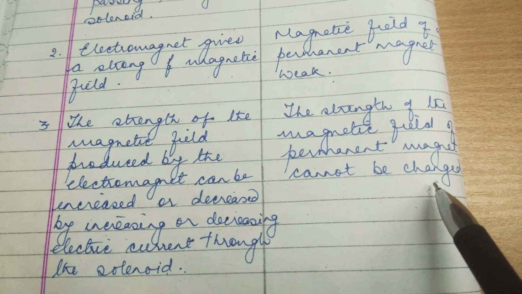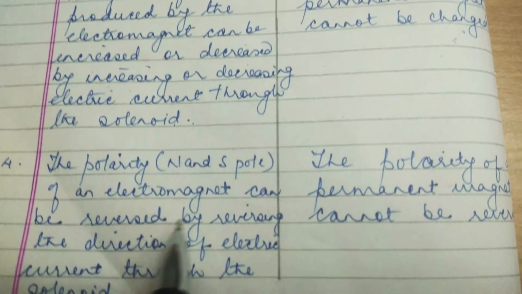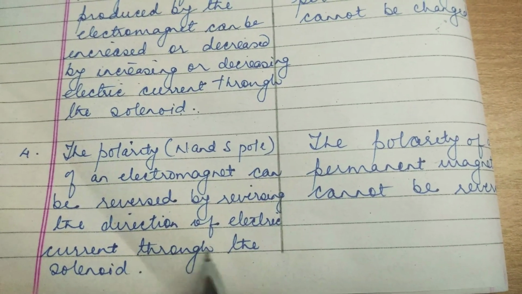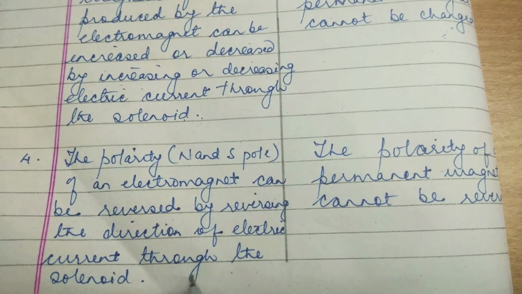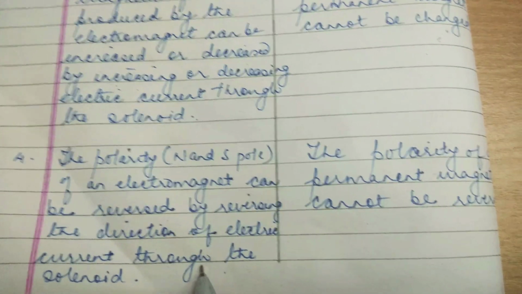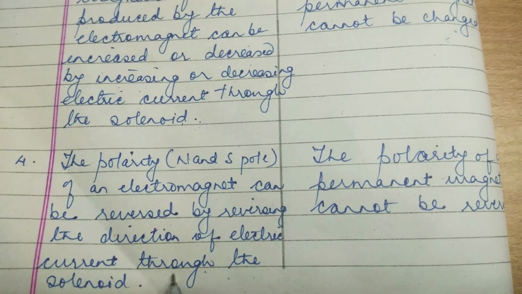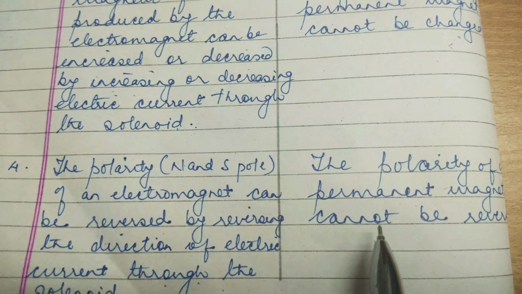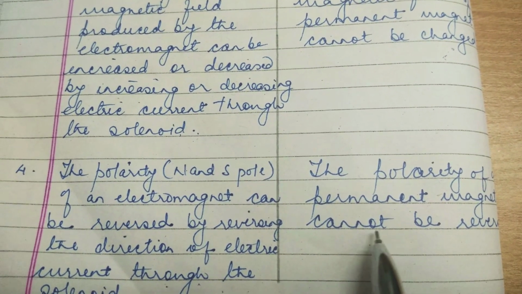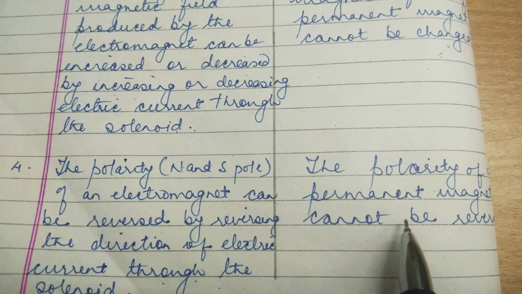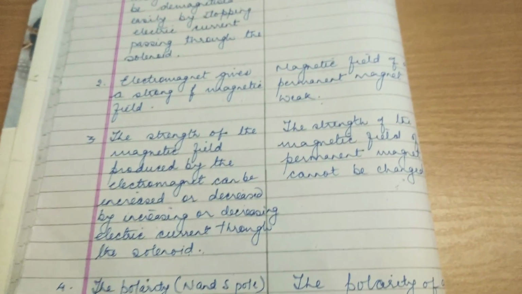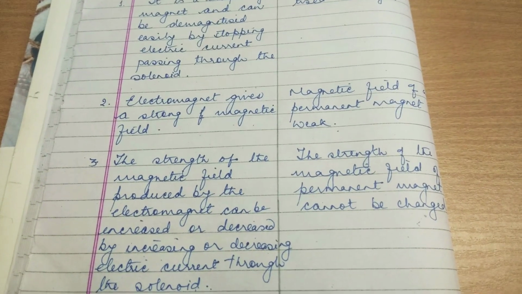Then the polarity, that is the north pole and south pole of an electromagnet, can be reversed by reversing the direction of electric current through the solenoid. When we reverse the direction of the current, its north and south poles also get reversed. So the polarity of the electromagnet can be changed, but the polarity of the permanent magnet can never be reversed. You cannot reverse the north pole and south pole of a permanent magnet. It will remain as it is. So these are the differences between an electromagnet and a permanent magnet.